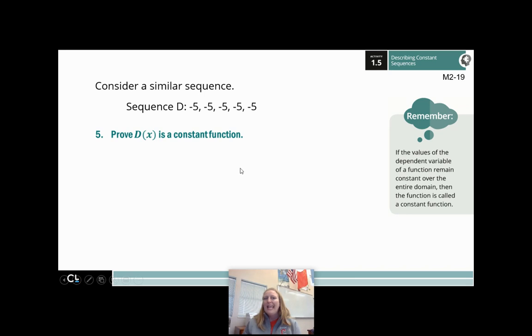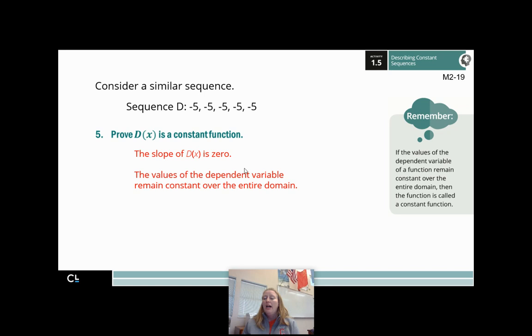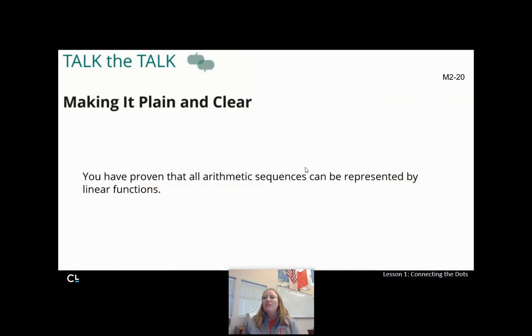So yeah, it's a constant function. Why? Because my slope is zero. There's no slope. Keeps it simple, I suppose. And the values of the dependent variable just remain constant over the entire domain. Sure enough. All right, just a few last little things.